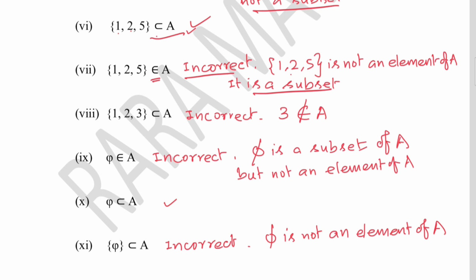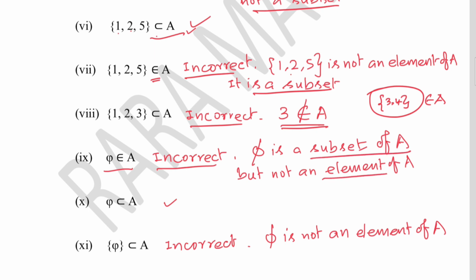And 1, 2, 3 is a subset of A. It's incorrect because 3 is not an element of A. That's the reason, because yes, 3, 4 together is an element of A, but not 3, not 4. They are not elements of A. So it's incorrect. And empty set belongs to A. No, it's incorrect because the empty set is a subset of A, not an element of A.